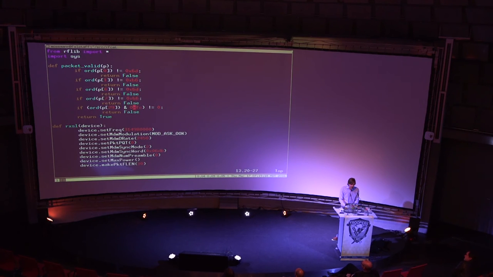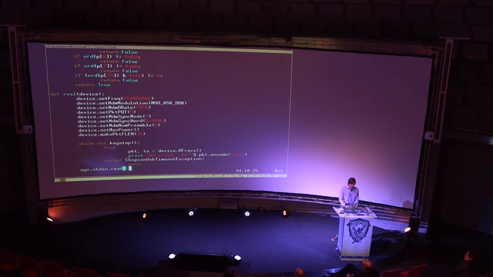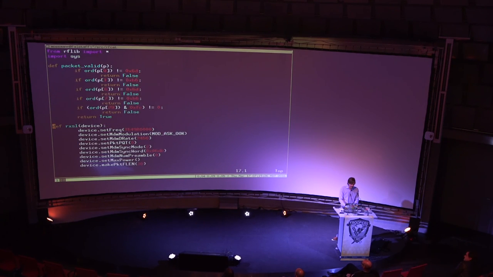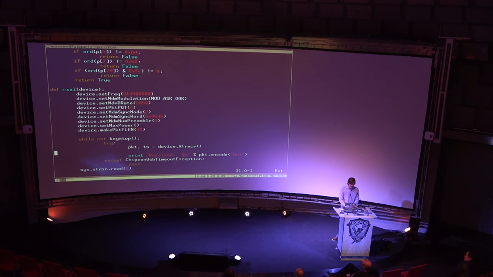So I need to do this, and then I need to say, if, what do I call it? packet_valid. I need to say, if packet_valid of this, then print. Okay.